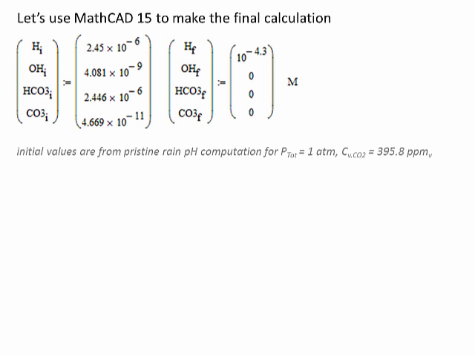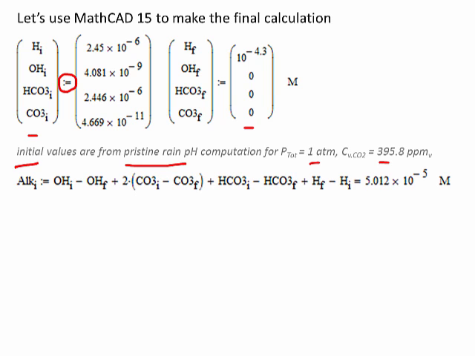We assign all of our initial values into a 4-row, 1-column matrix containing the initial values. We assign our final values into another 4-row by 1-column matrix for the final values. And of course, the initial values are from the pristine rainwater pH calculation from part 1 of this series of videos for 1 atmosphere total pressure, carbon dioxide concentration of 395.8 parts per million by volume. We've taken the previously stated equation and we've multiplied both sides by -1 to dispense with that negative sign on the initial alkalinity. And of course, now the right-hand side is all the initial values minus the final values. We see that the result is 5.01 times 10 to the -5th moles per liter.